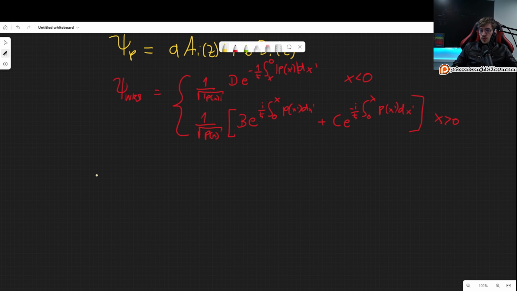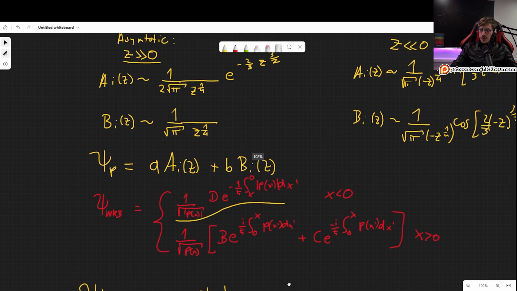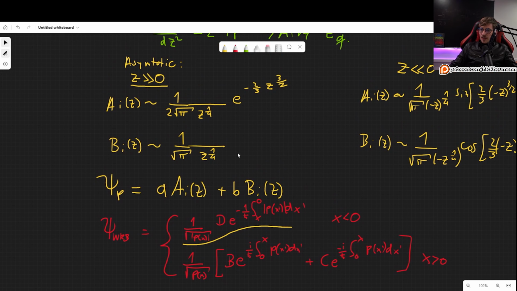Basically, we want to take the wave function that we just found from the WKB, which is the non-classical region, or region 1, the region where x is smaller than 0, and set it equal to the patching wave function, but in which regime? If x is negative, then we're dealing with positive z. So we're going to do it when z is very, very large in the positive direction. We want to use this formula right there and set it equal to the case where z is positive and very large, so basically these ones right there.